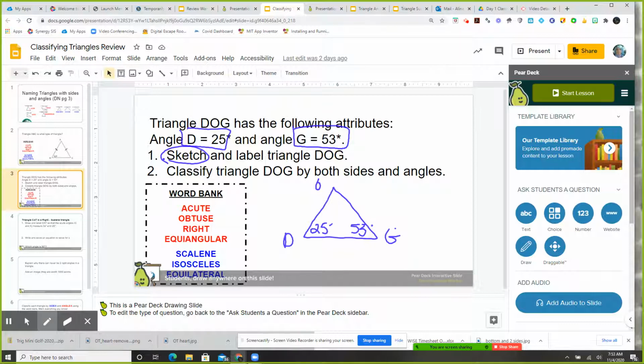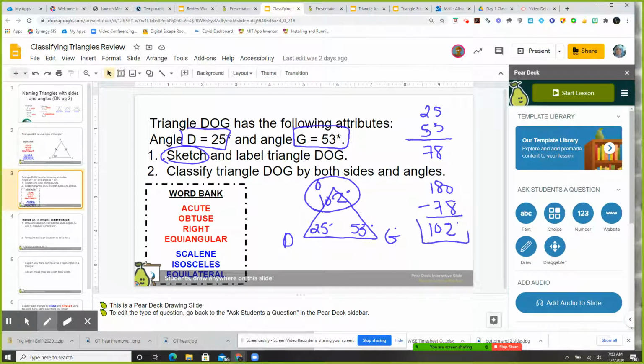So let's do that now. We can do 25 plus 53 equals 78. And then 180 minus 78 is going to give me what? 102. So even though that doesn't look like a 102-degree angle, our math tells us that it is. So what kind of triangle do I have here? Obtuse. And then is it scalene, isosceles, or equilateral? Do I have 3 sides that are the same, 2 sides that are the same, or no sides that are the same?